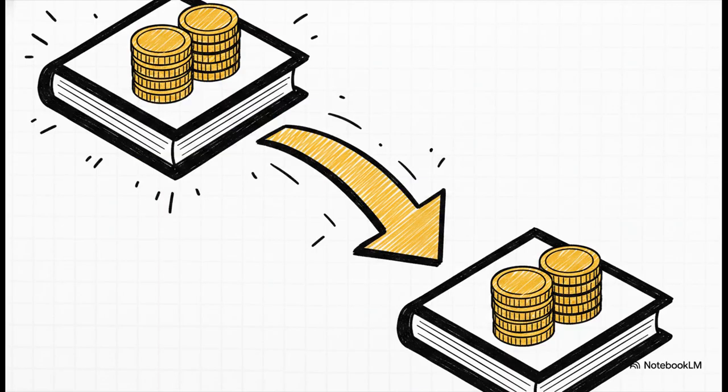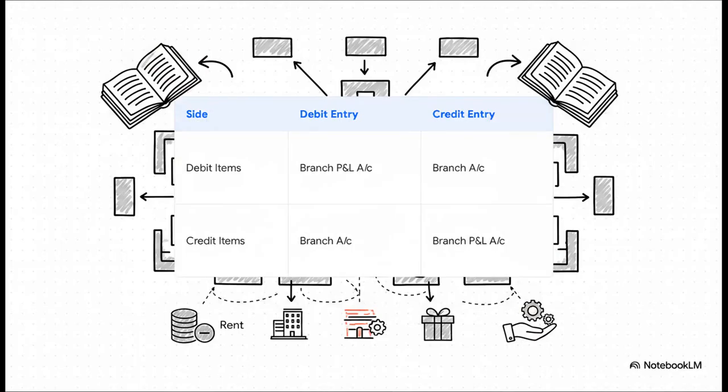Once you've painstakingly tallied those trading items, you're going to move that gross profit down into the profit and loss phase. To do this, you simply debit the branch trading account and credit the branch profit and loss account. And of course, if the branch somehow suffered a gross loss, you just reverse that entry. Simple as that.